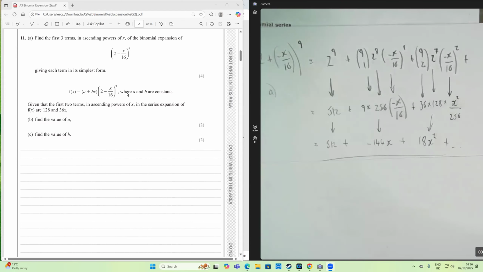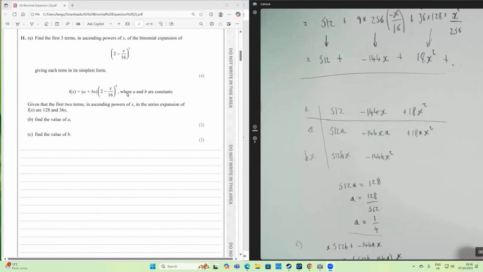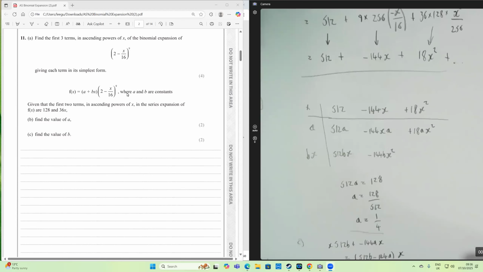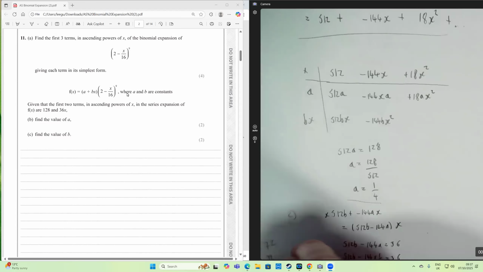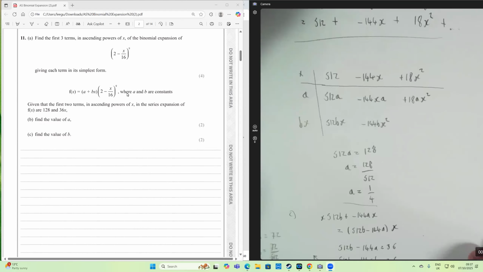Really nice, easy 4 marks there, I think. Now, part B, a little bit more confusing. It says, given that the first two terms in ascending powers of x in the series expansion of f of x are 128 and 36x, find the values of a and b. Now, as you know, I'm a huge fan of the grid method when it comes to these binomial questions, especially when you've got expressions multiplied together with the binomial.